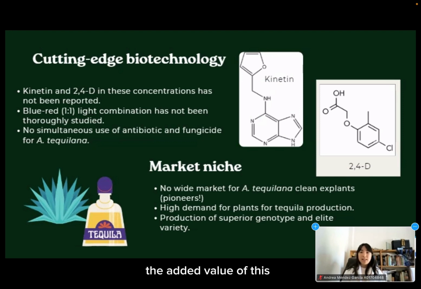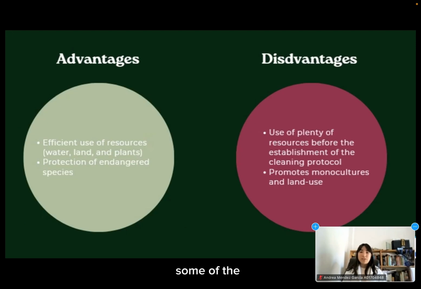The added value of this biotechnological product consists of the provision of axenic and controlled pathogen-free cultures of a single variety of agave tequilana. Some of the advantages rely on the use of resources, since once the disinfection and propagation protocol has been proven efficient, many plants can be produced from one. Also, micropropagation helps in the conservation of endangered species, since several specimens can be produced in vitro and avoid the extraction of wild plants for exploitation.